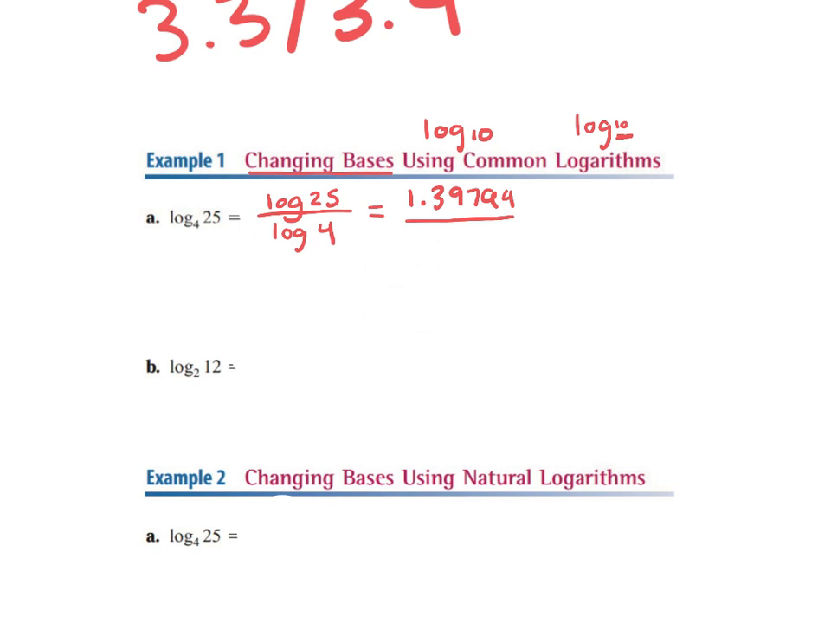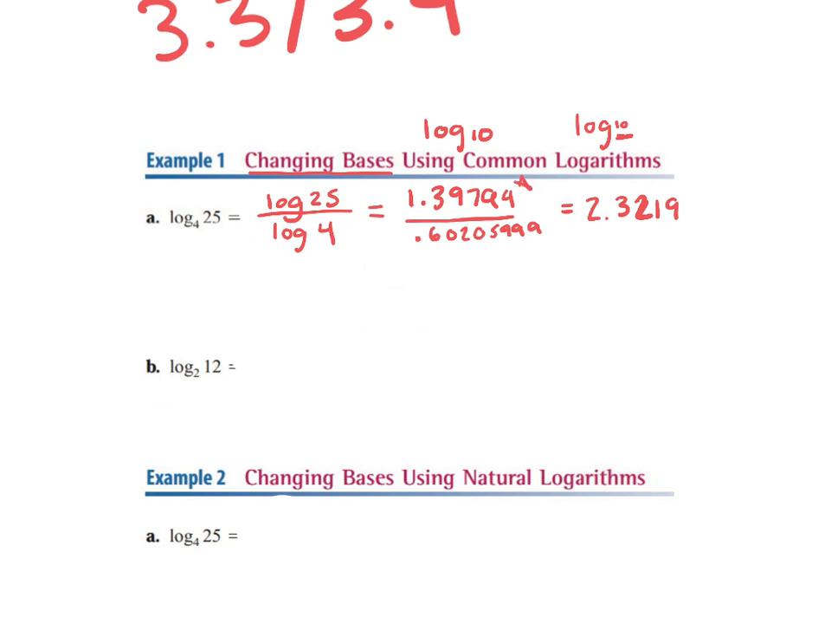So remember, this is implied that it's log base 10. So log of 4 would be 0.6020599. And then we just divide the two of these. So 1.39794 divided by 0.6020599 is 2.3219. I don't know how many decimal places WebAssign asks you to leave it in, but we can just leave it with 4 decimal places here.